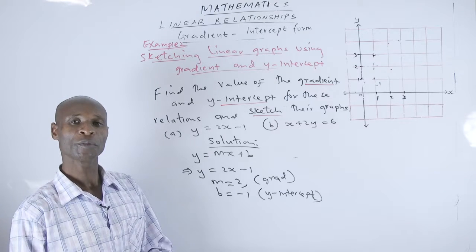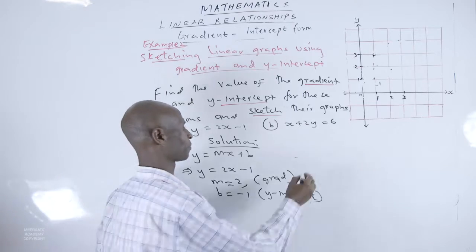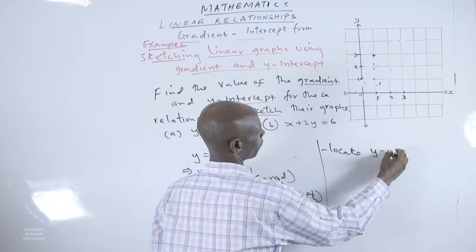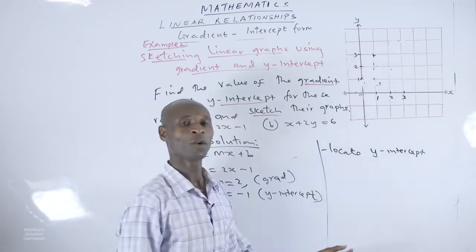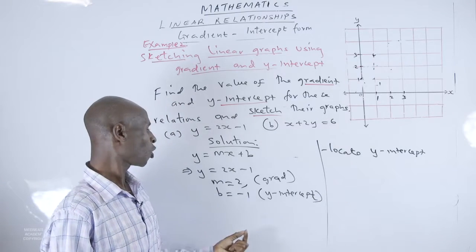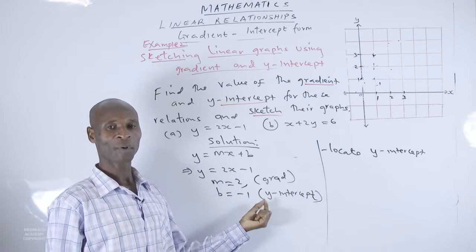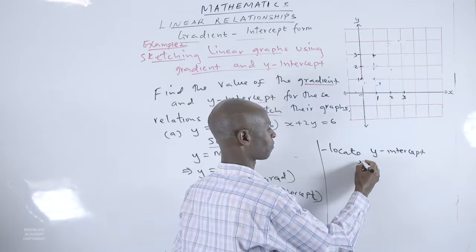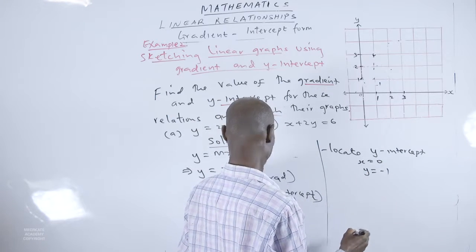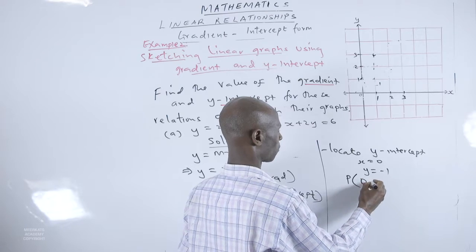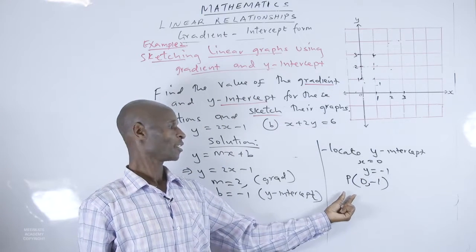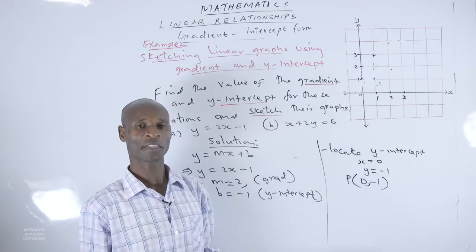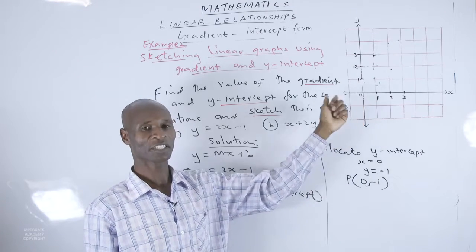So the first thing we do is to locate the y-intercept as a point. Because we understand that the y-intercept is a point where the graph crosses the y-axis, it means the x value is 0. So the point is located at (0, -1). We go and plot that on the Cartesian plane where there is (0, -1).